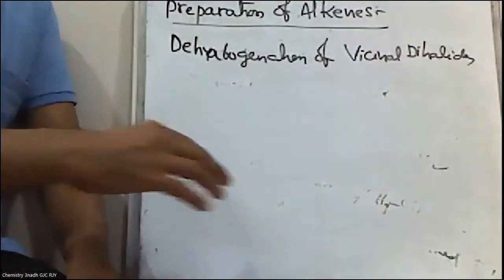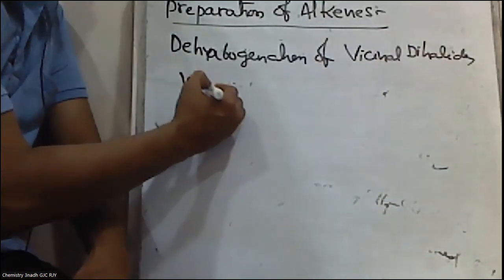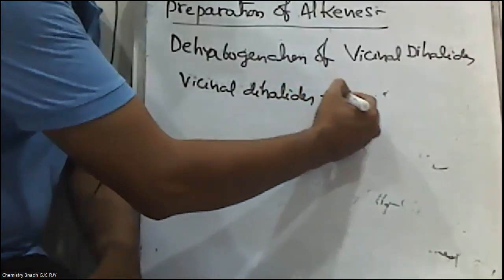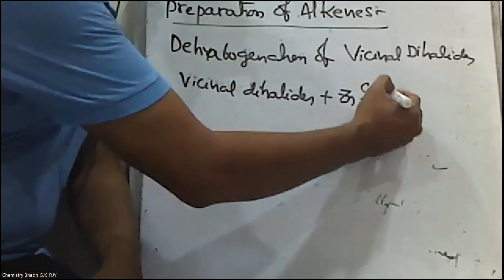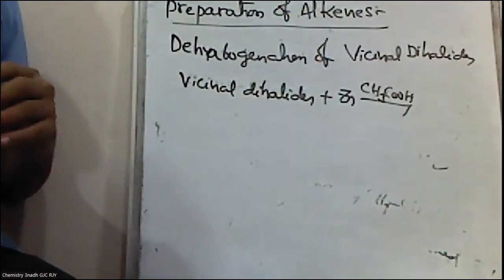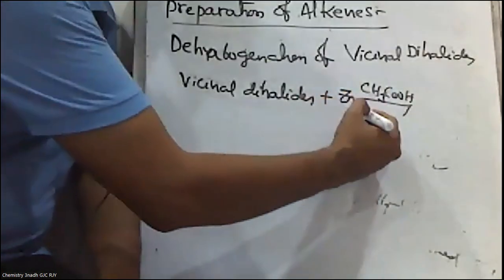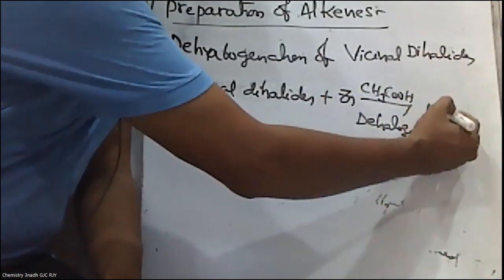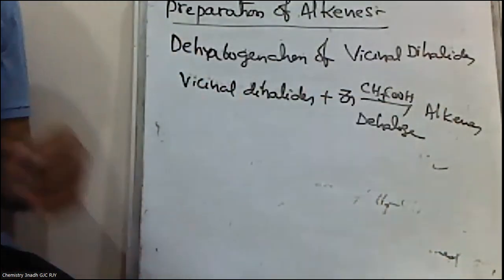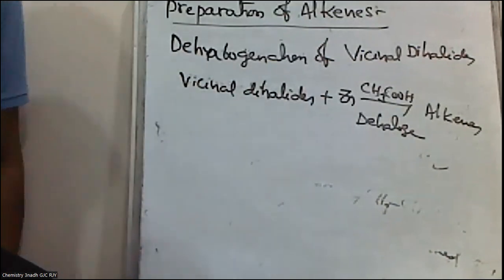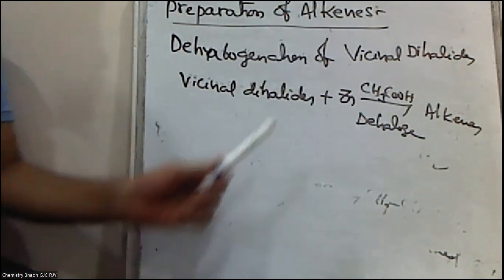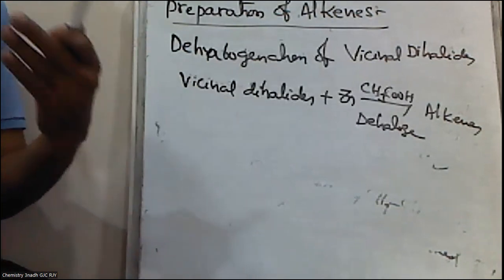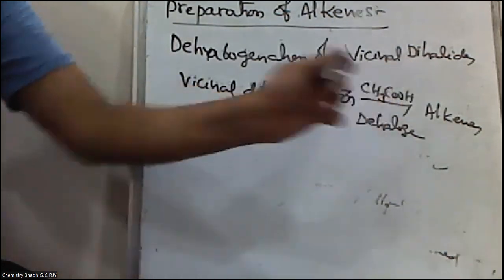When vicinal dihalides are treated with zinc dust in acetic acid, dehalogenation occurs and alkenes are formed. Halogenation means addition of halogen. Dehalogenation means removal of halogen.